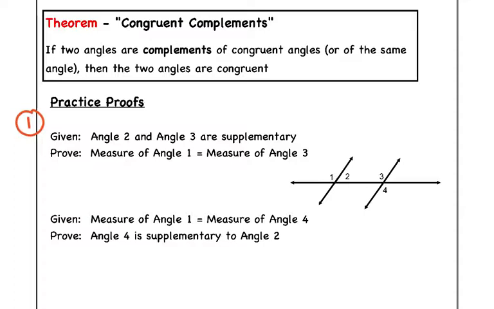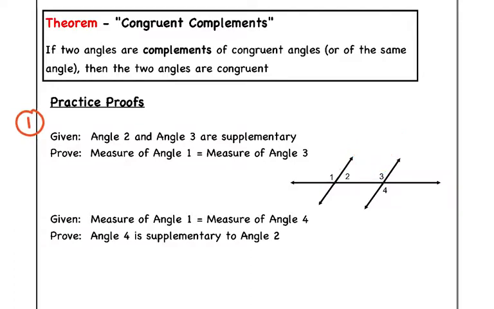This one says, given that angle 2 and angle 3 are supplementary, and you know what that means, what do they add up to? We want to show, therefore, that angle 1 is congruent to angle 3. We don't know that, but we want to show and prove that using hopefully some of these new theorems and everything that we know. All right, let's see how we do.